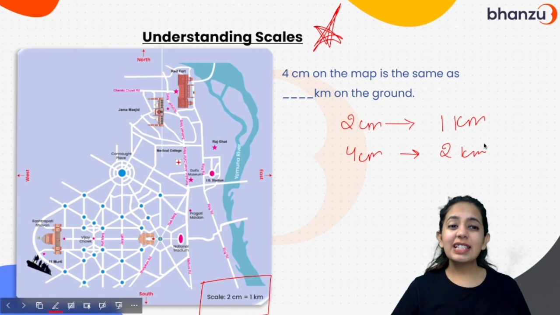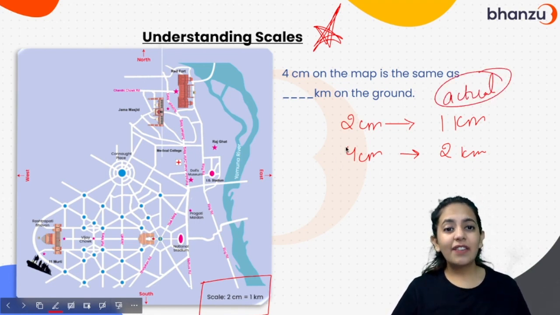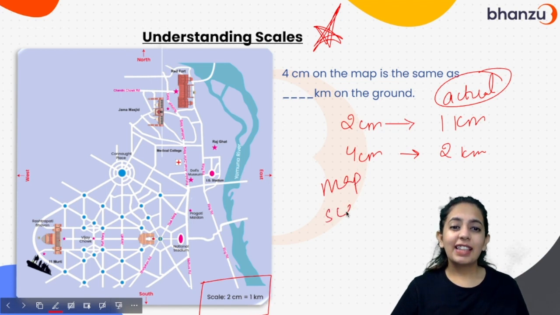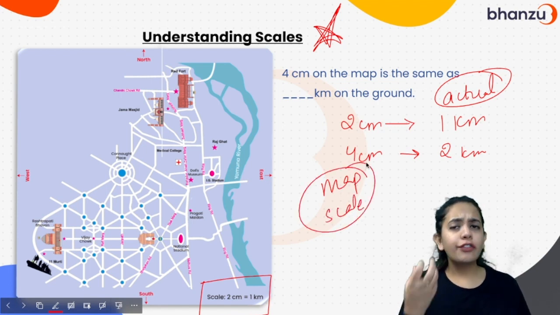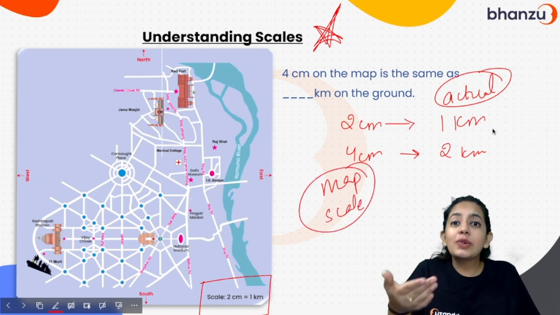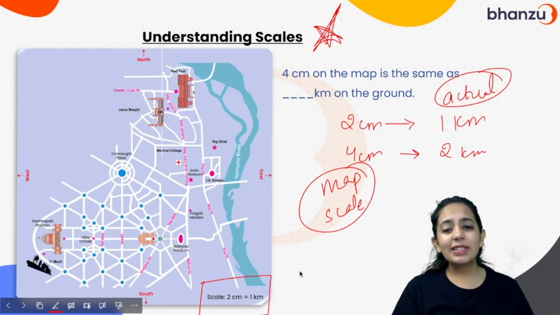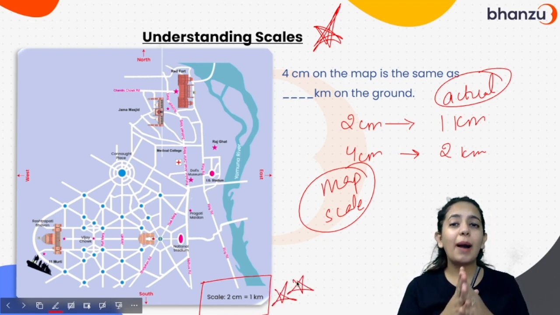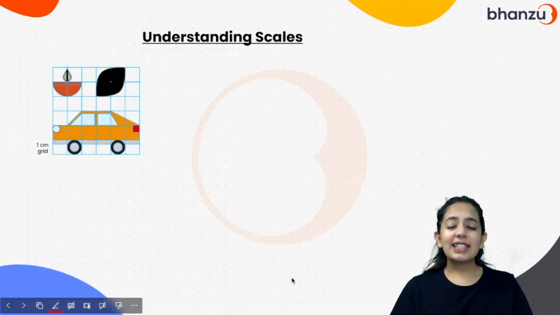So my dear, this is the scale. This is the actual distance, whereas this one is the map scale, the scale of the map. The map is showing 4 centimeter distance, but in actual it is 2 kilometers. So the scale is very important when you talk about a map. Alright, now let's move forward and understand scale in a better way.